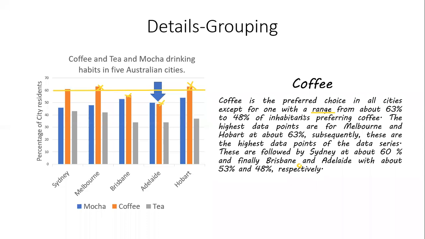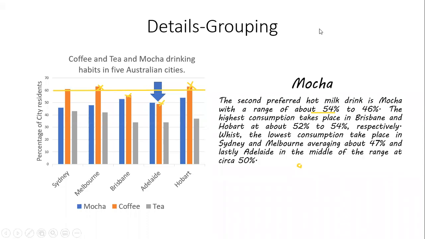Now we'll go on to mocha. Okay, so I'll just get rid of these lines again. Okay, so here we go, just get rid of these. Okay, so again, mocha, the second preferred hot milk drink is mocha with a range of about 54% to 46%. The highest consumption takes place in Brisbane. Okay, so Brisbane is over here, it's the highest point.